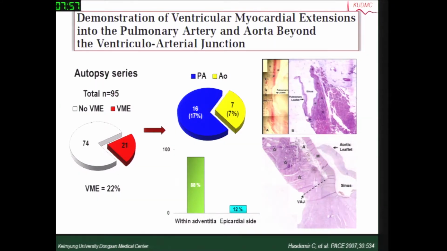This study showed how much ventricular muscular extension exists in the heart. Of 95 autopsy cases, 22% had ventricular muscular extension. But most of them were on the pulmonary arterial side. The aortic side had about 7% in the study cohort, and most of them existed in the adventitia area. But some of them can extend to the epicardial side.